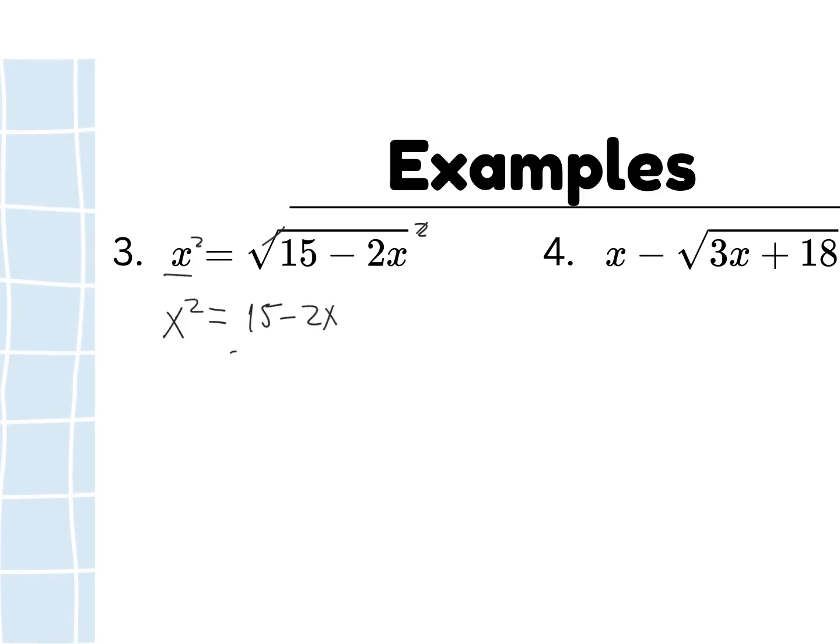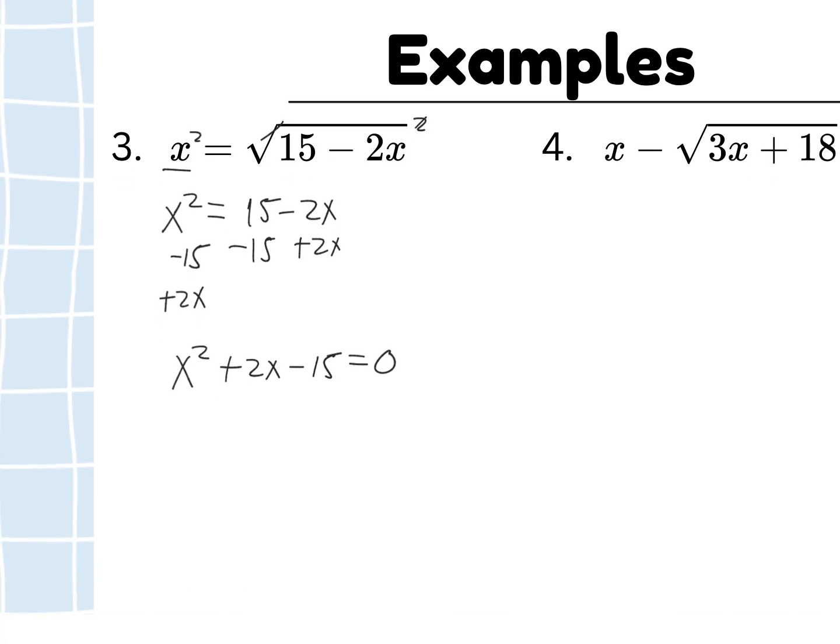And then you notice here you're left with a quadratic equation. So I'm going to subtract 15 and add 2x on both sides to get it equal to 0. And then we solve this as normal. This is going to get us an x squared plus 2x minus 15 equals 0. And then this is factorable. So when we factor this, we get x plus 5 and x minus 3 equals 0.